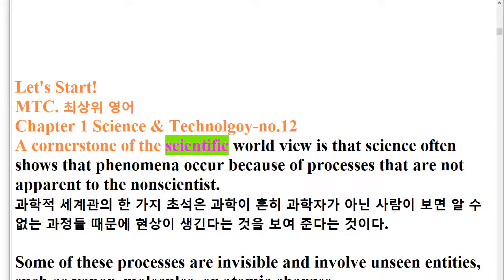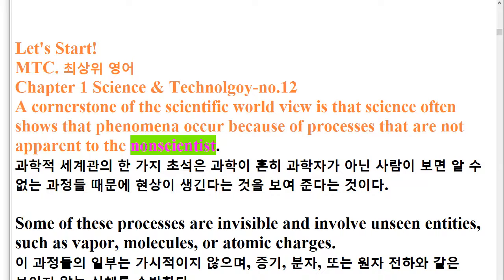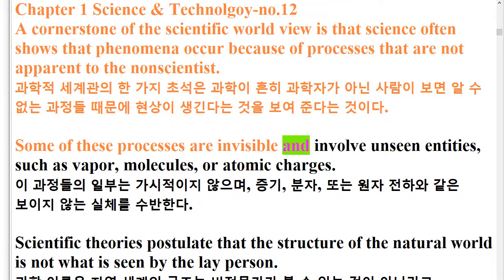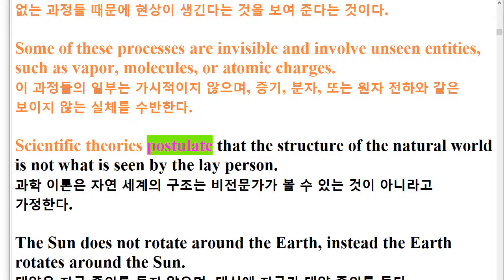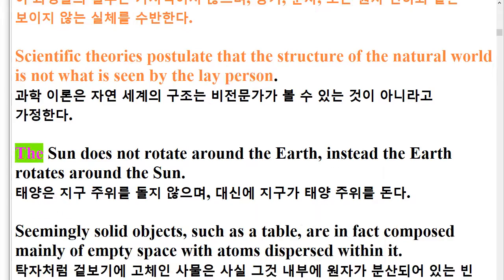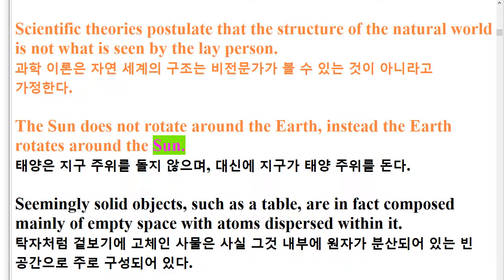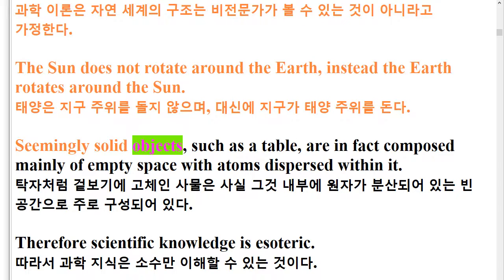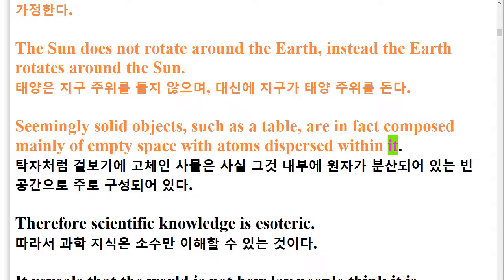A cornerstone of the scientific worldview is that science often shows that phenomena occur because of processes that are not apparent to the non-scientist. Some of these processes are invisible and involve unseen entities, such as vapor, molecules, or atomic charges. Scientific theories postulate that the structure of the natural world is not what is seen by the lay person. The sun does not rotate around the earth, instead the earth rotates around the sun. Seemingly solid objects, such as a table, are in fact composed mainly of empty space with atoms dispersed within it.